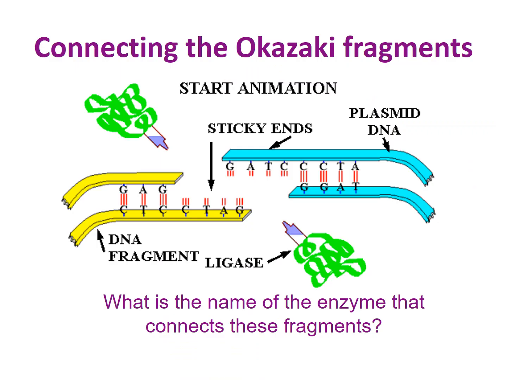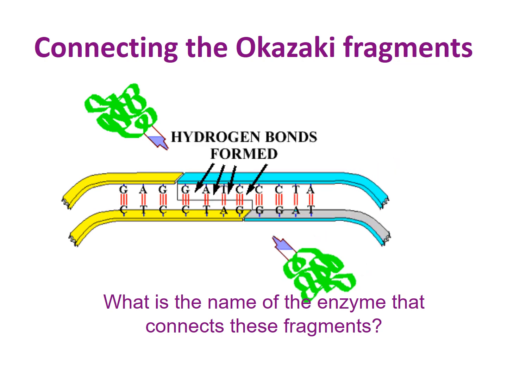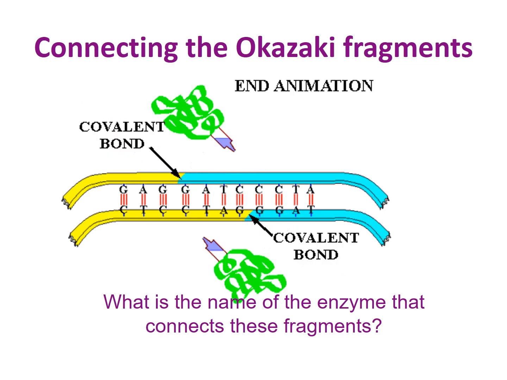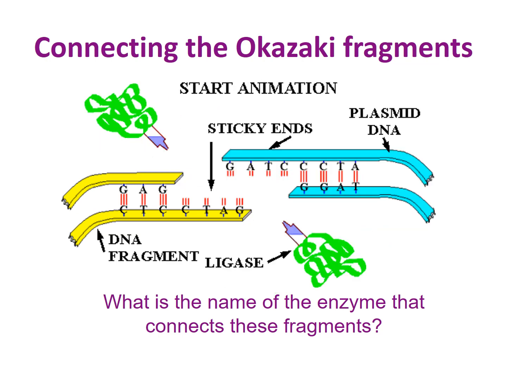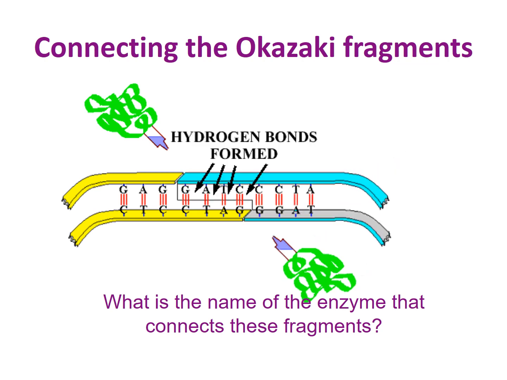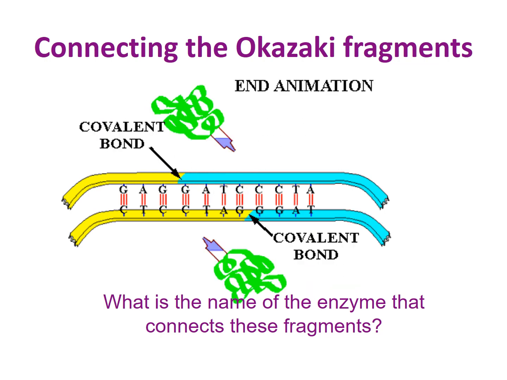This animation shows how the Okazaki fragments of the lagging strand are actually linked together. So you can see the two little pieces are connected together, and then an enzyme known as DNA ligase forms the covalent bonds and links the Okazaki fragments together. So basically, you just have to stick the two ends together, the two sticky ends together, like two pieces of Velcro. They stick together, and then DNA ligase connects the strands together to make one continuous piece of DNA.